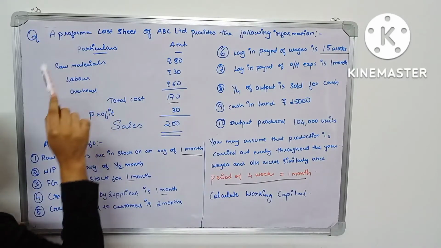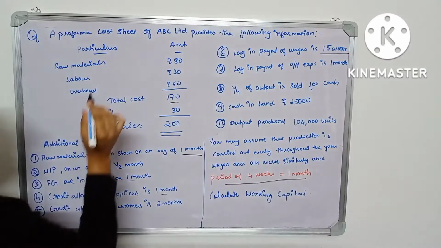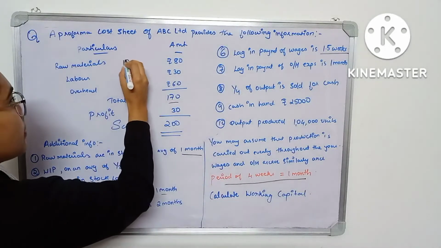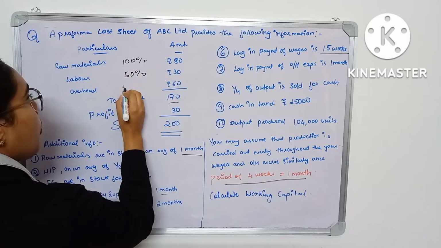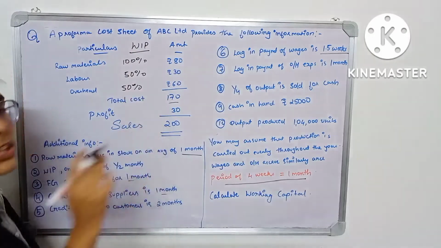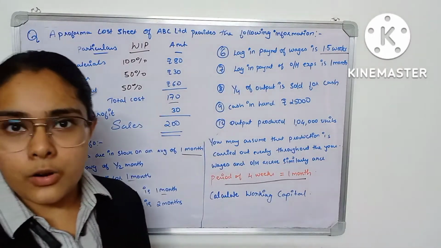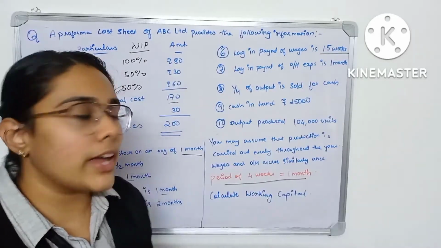Raw materials, labor and overhead. So for work in progress, you have to assume that material consumed is 100%, labor is 50% and overhead is 50%, if nothing is mentioned in the question about work in progress. All right, so this is the assumption that you will make in the case of work in progress.